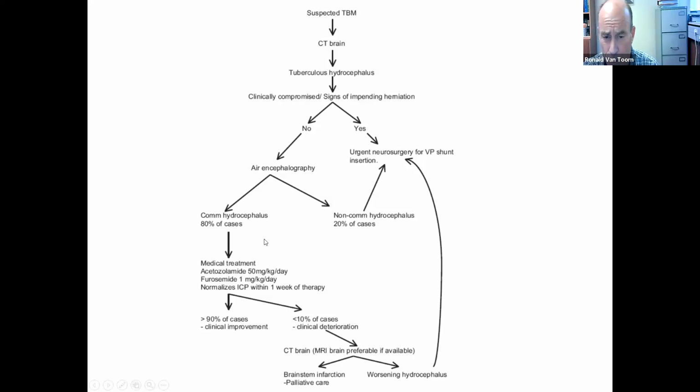So if you do air-encephalogram, you'll find that approximately 80% of your patients will have communicating hydrocephalus, and you are able to medically treat them. And as I've said, in most cases, the pressure will normalize within 1 week of therapy. In around 10%, these patients may not respond. In that case, you can do repeat imaging to see whether the hydrocephalus has progressed. In some cases, if the child remains deeply obtunded, then it's more likely ischemia-related, brainstem infarction-related. And in those patients, you would offer palliative care and intervention level 2. Whereas if the hydrocephalus has worsened and the pressure remains elevated, obviously that's the patient that you're going to refer for urgent neurosurgical intervention.